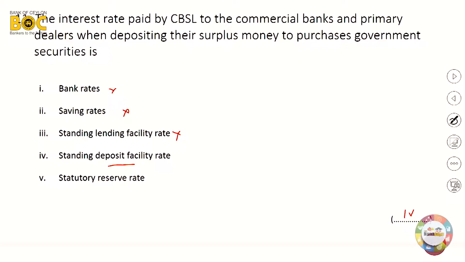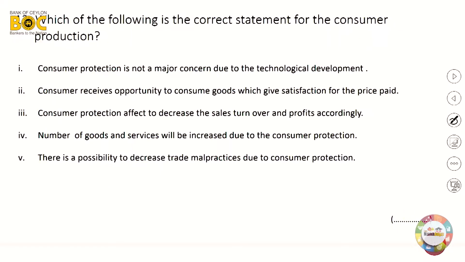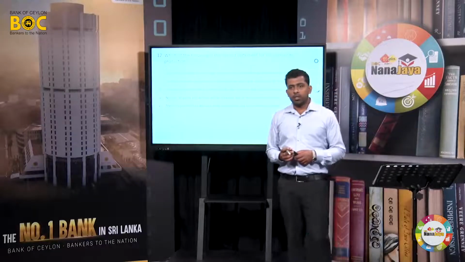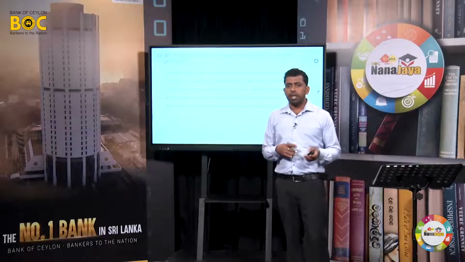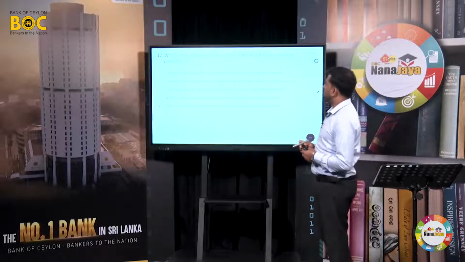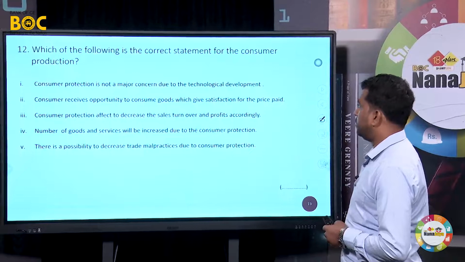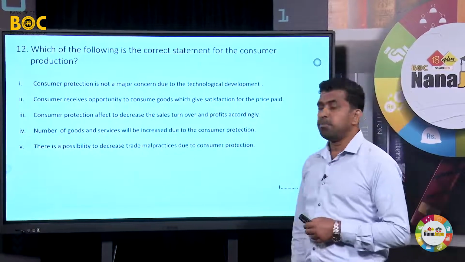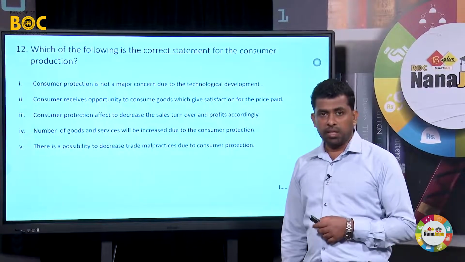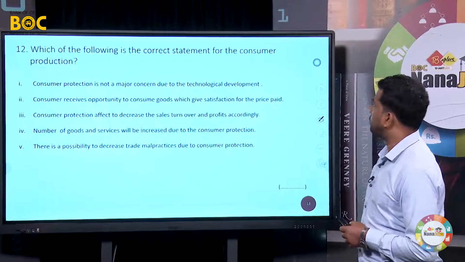Question number 12. Which of the following is the correct statement for the consumer protection? In consumer protection, we have to think about the money spent by the consumer and the satisfaction gained through that price paid. Consumer protection is not a major concern due to the technological development. It's a major concern due to this technological development. It's wrong.